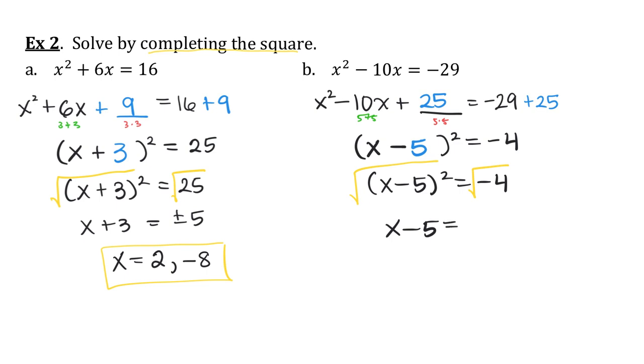Let's see, the square root of negative 4 is imaginary, so it's going to be plus or minus 2i. Okay, I'm going to add the 5 over, and then I'm going to put it in standard form. So I'm going to put the 5 first, and then the plus or minus 2i second. So my answers are 5 plus 2i and 5 minus 2i.